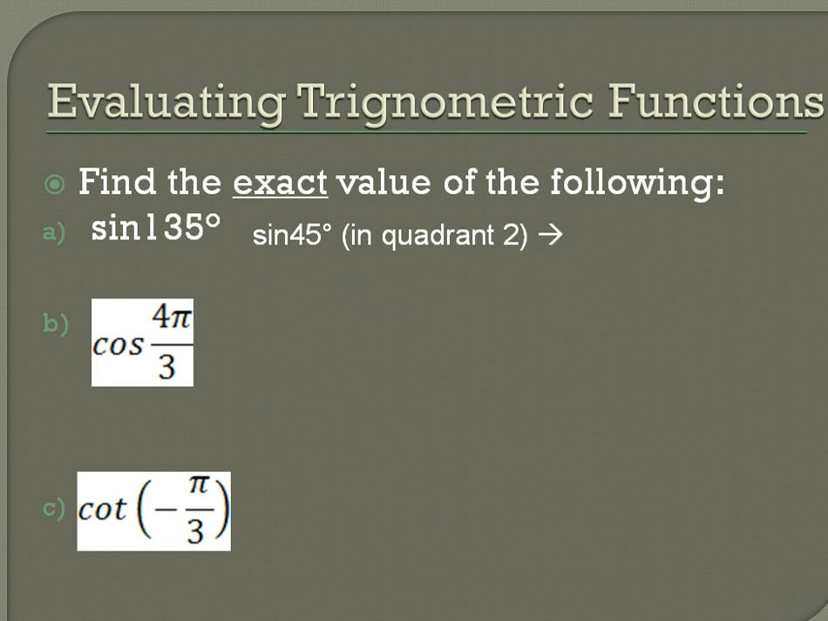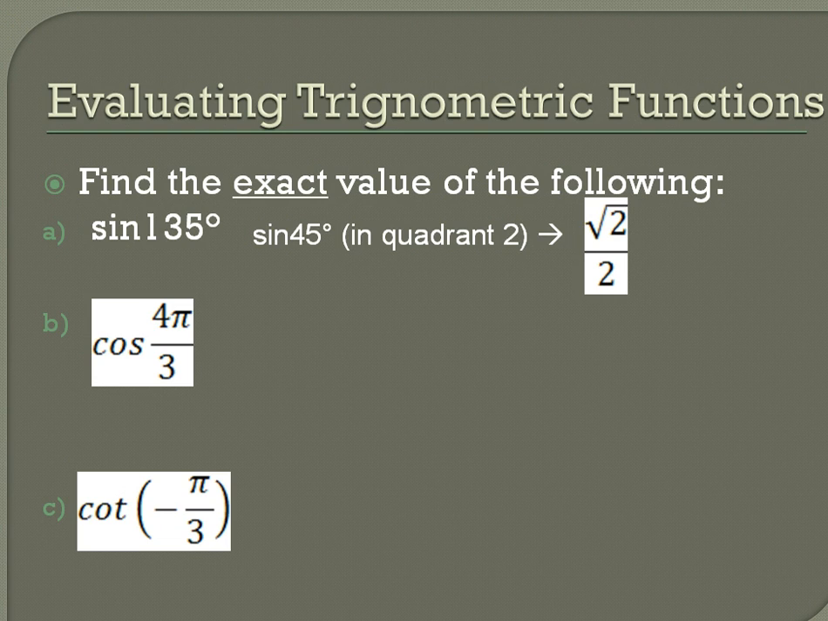So now, all you need to ask yourself is, what is the sine of 45 degrees? And the sine of 45 degrees is root 2 over 2. And then you ask yourself, in quadrant 2, is the y value positive or negative? And it's positive. So we remain with an answer of root 2 over 2.